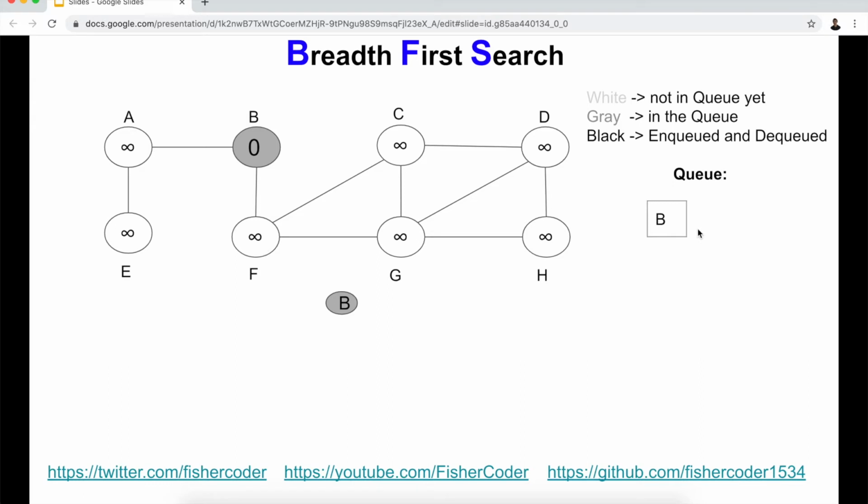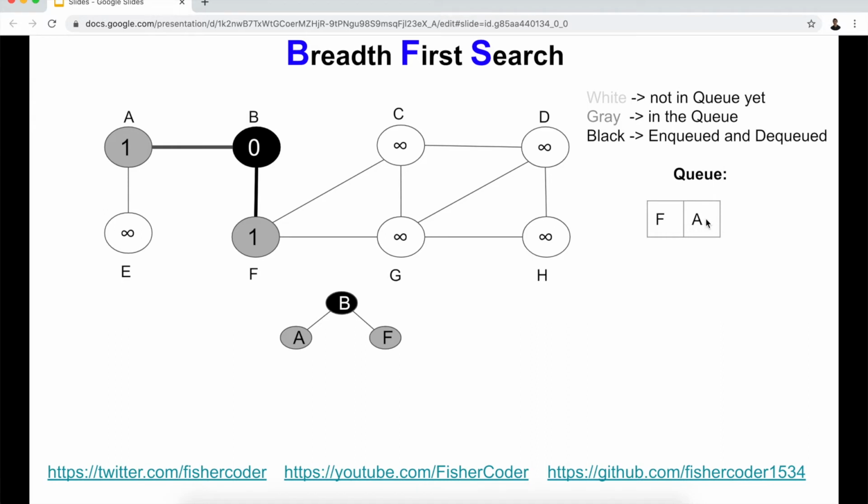At the same time, we'll de-queue B. This is what happened. B is marked as black, which means it has been in-queued and de-queued. And then we in-queue the two directly adjacent neighbors of B. So A is in-queued and F is in-queued. In which order, that is totally fine. You can put AF first or FA first, but however you put it.